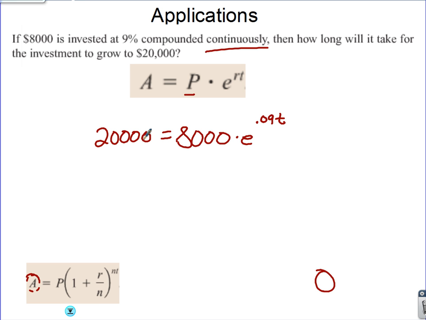First step, take your 8,000, let's move it over. Divide by 8,000. I think 3 of those zeros will cancel with 3 of those. You don't have to reduce it because you're just typing it in your calculator, but if you want to, just make it look better. Divide by 2, divide by 4, that's going to be 5 halves. So you have 5 halves equals e to the 0.09t. Raj, is there anything else I can move over?